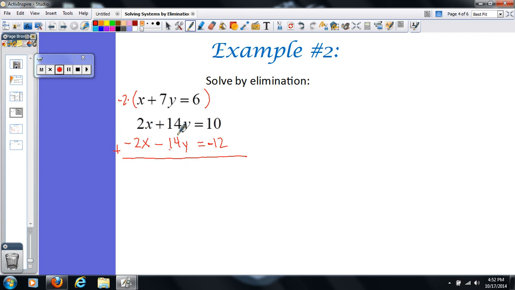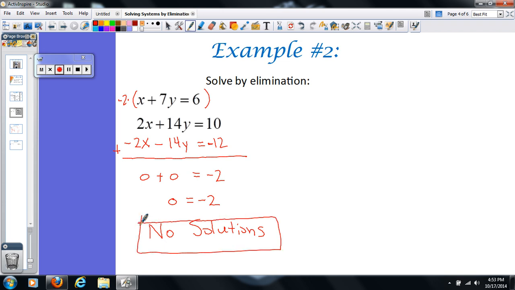2 and negative 2 is 0. Minus 14 and negative 14 is 0. 10 and negative 12 is negative 2. This gives me 0 equals negative 2. Now, if we go back to what we talked about previously, this is not a true statement. This is false. 0 does not equal negative 2. So this means that there are no solutions. Which, if we remember from the graphing, no solutions means that these two lines are parallel. Okay?